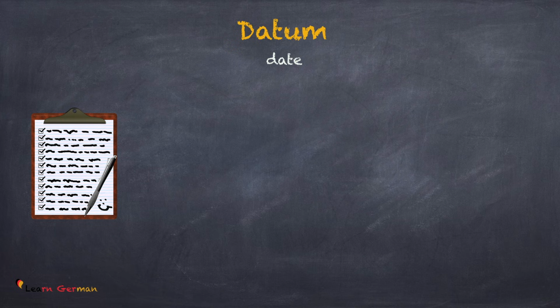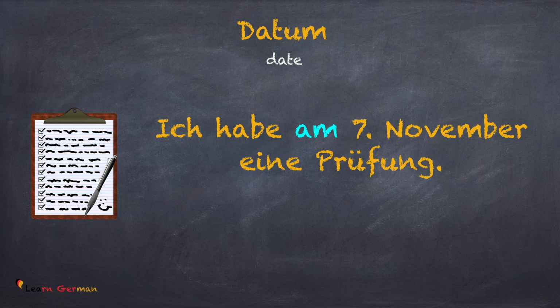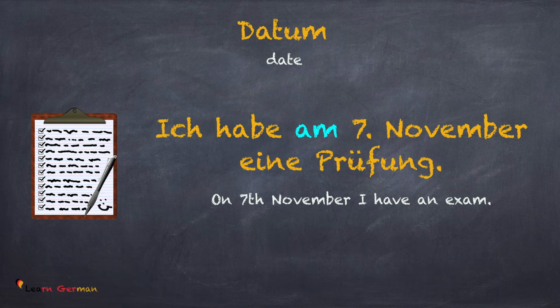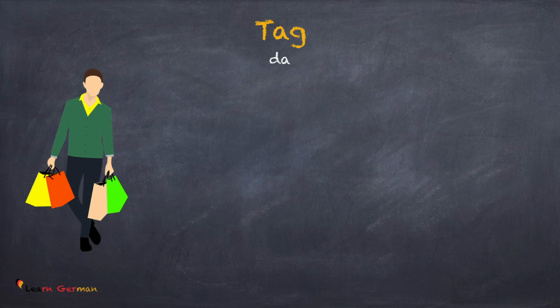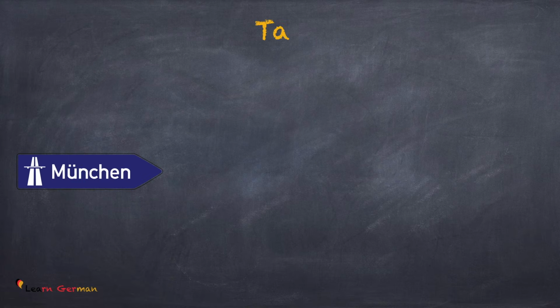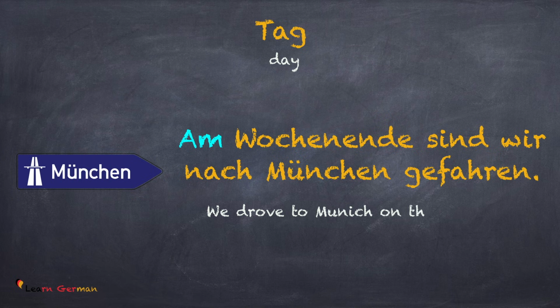You would use am with Datum. For example, ich habe am 7. November eine Prüfung. You can also say, ich habe am 7.11. eine Prüfung. Let's see the next use. When you're talking about a particular weekday, Montag, Dienstag, etc. Ich gehe am Sonntag mit Max einkaufen. You would also use am when you're talking about the weekend. Am Wochenende sind wir nach München gefahren.